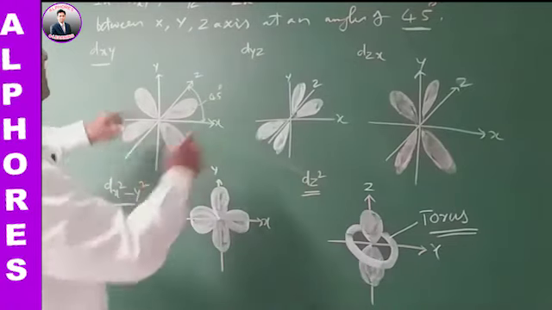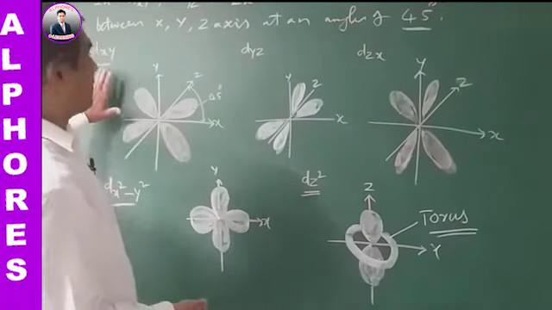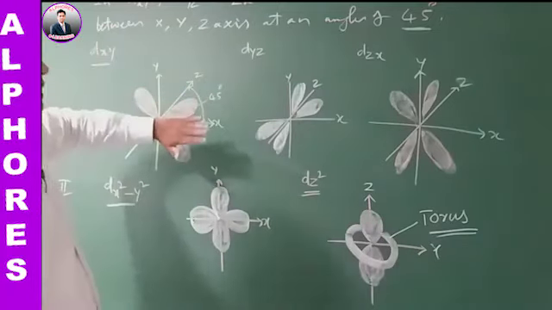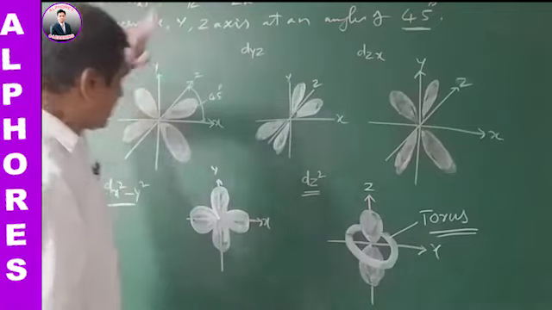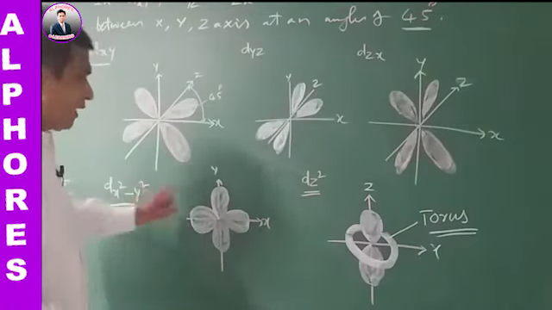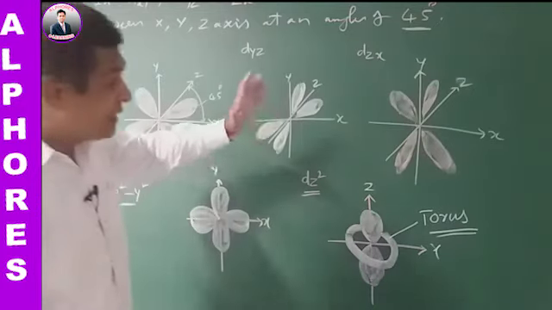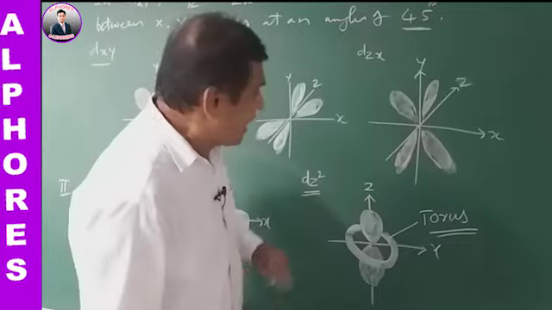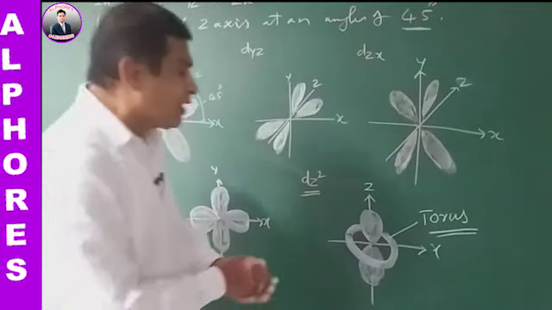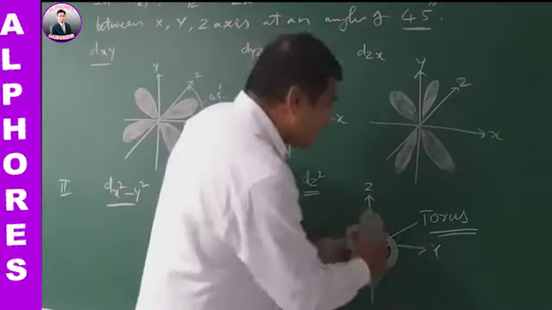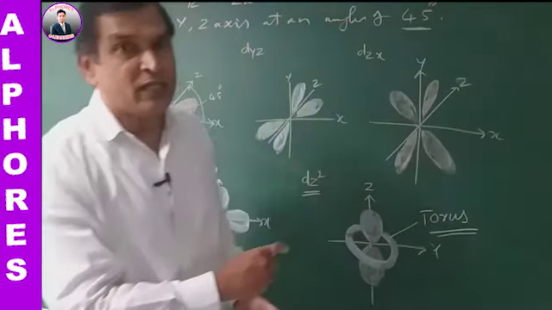So we have had the complete diagrammatic explanation of the 5d orbitals. In the first three d orbitals, the lobes are oriented between the x, y, z axes. In the dx square minus y square orbital, the lobes are oriented along the x and y axes, whereas in the dz square orbital, only two lobes are oriented along the z-axis, and the remaining electron density forms a ring-like structure around the z-axis. This ring-like structure is called the torus arrangement.